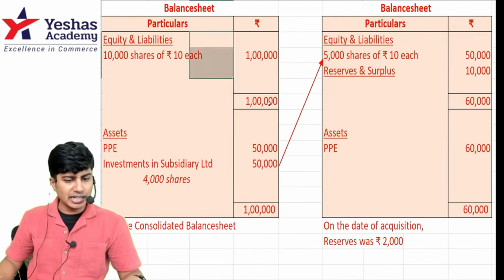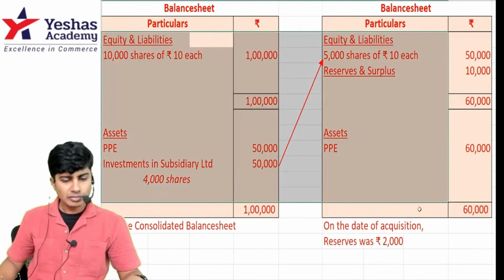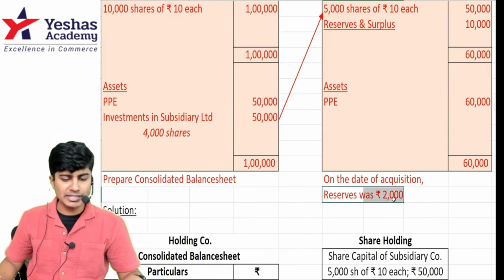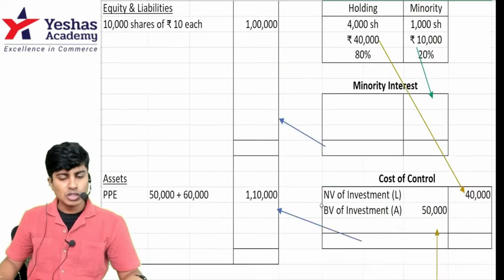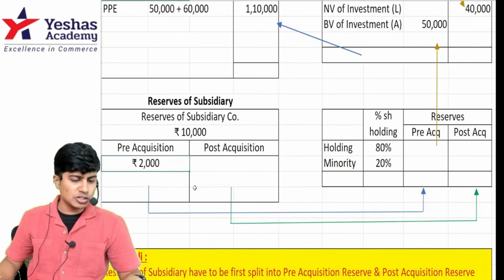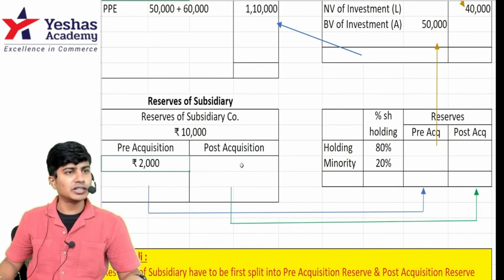That's it. Both the balance sheets are done. Come to adjustment. What does it say? On the date of acquisition, reserve was how much? So can I say pre is 2, post is how much?